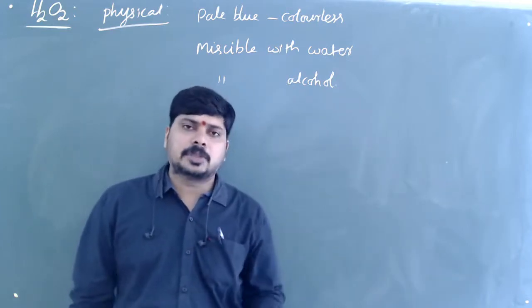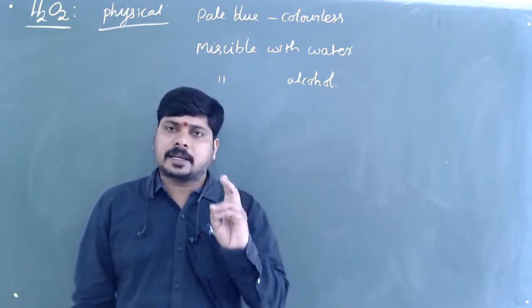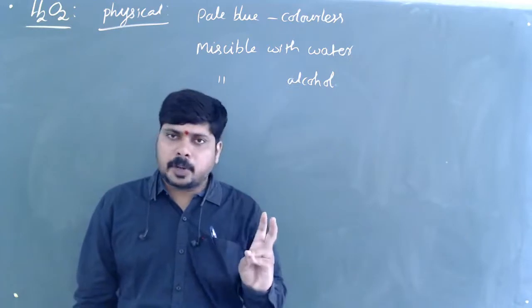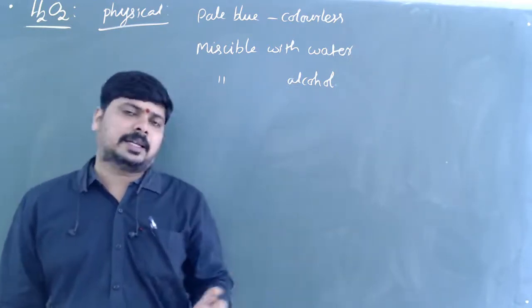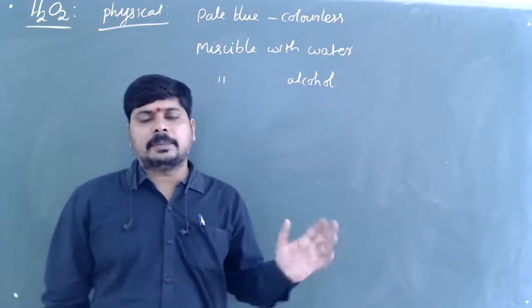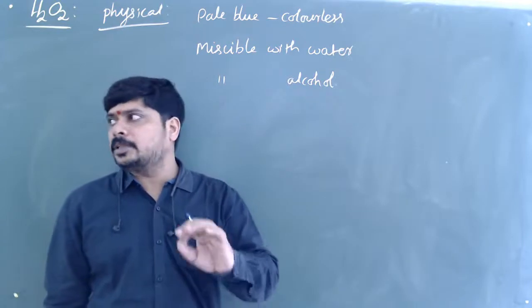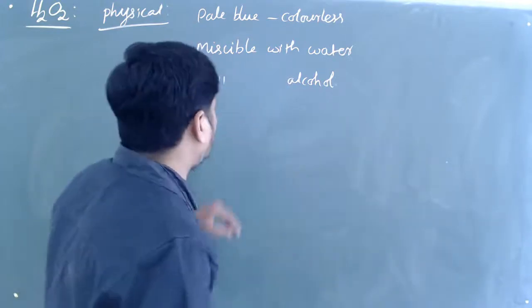That's why we are supposed to remember that all the physical properties are more for H2O2 except dielectric constant, melting point, and the conductivity, a small variation only, the electrical conductivity. These three are going to be more for water. Other than that, all the remaining are more for hydrogen peroxide only. Understand? So this is the importance of the physical properties.